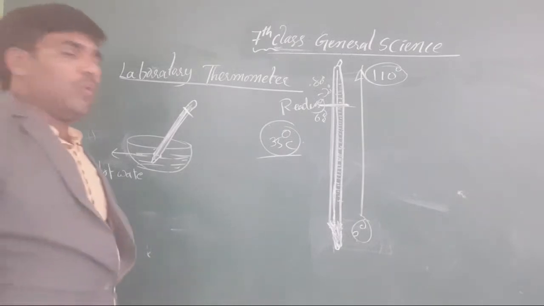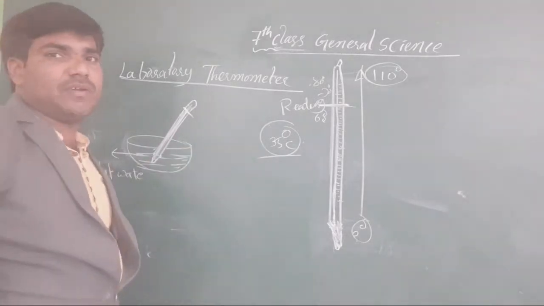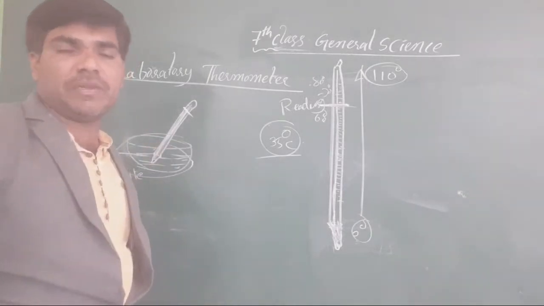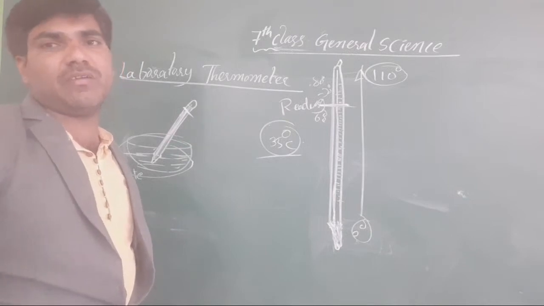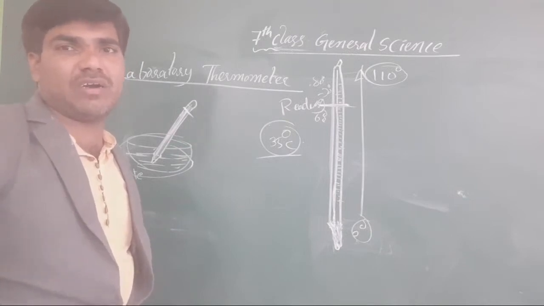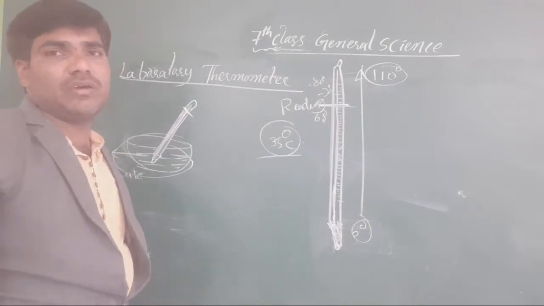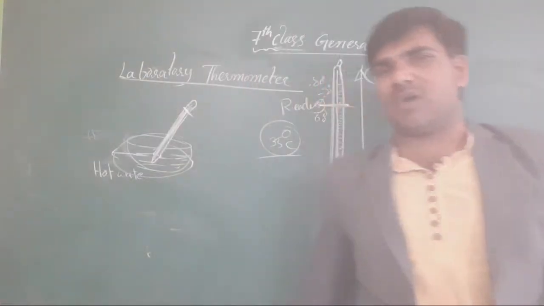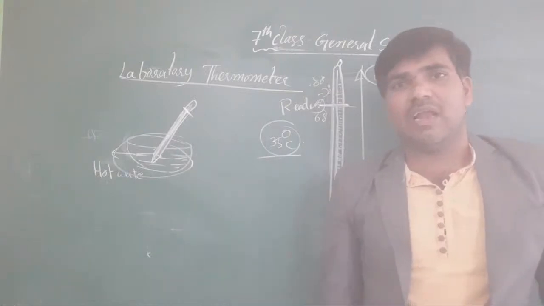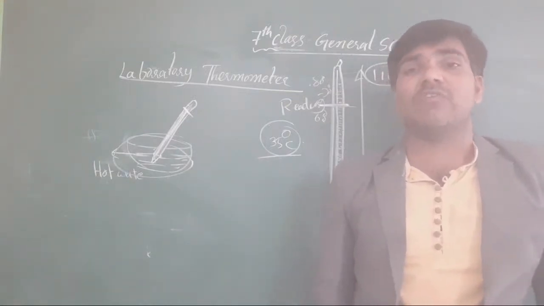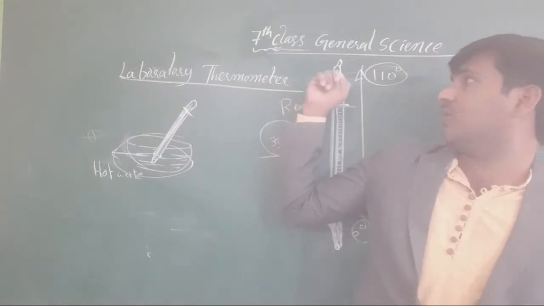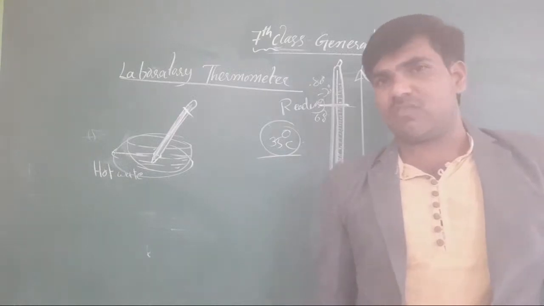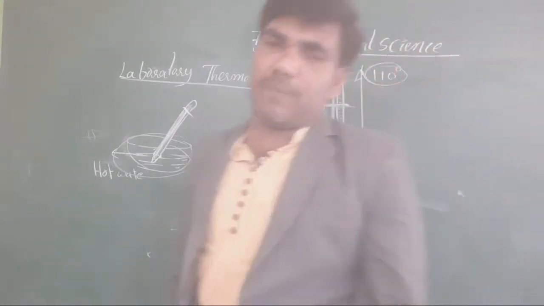When you take it out of the hot water, observe it: the temperature does not fall down suddenly. It remains like that for some time. But when you take our clinical thermometer, the variation of the mercury level is somewhat quicker than in our laboratory thermometer. This is the first difference between the clinical thermometer and the laboratory thermometer.